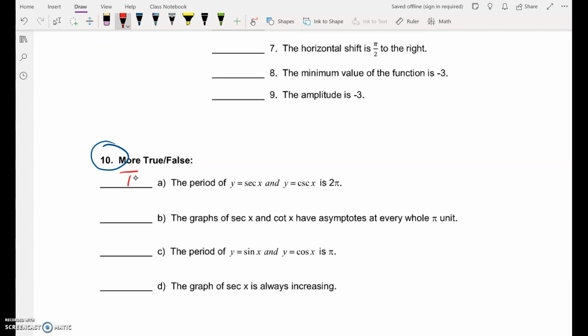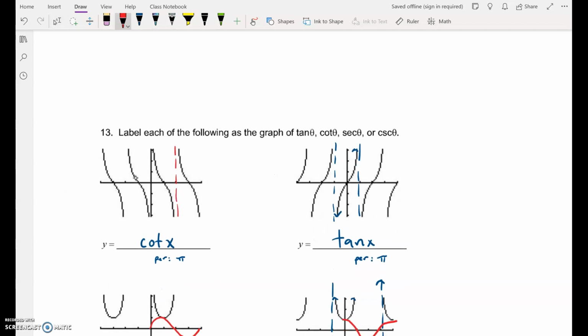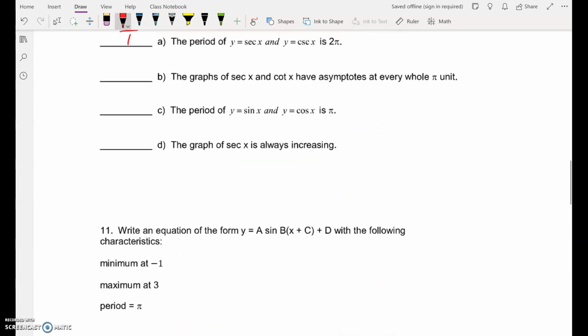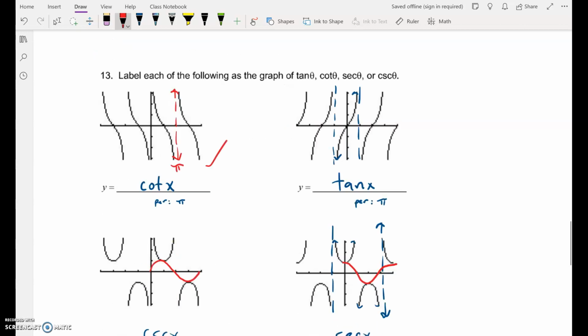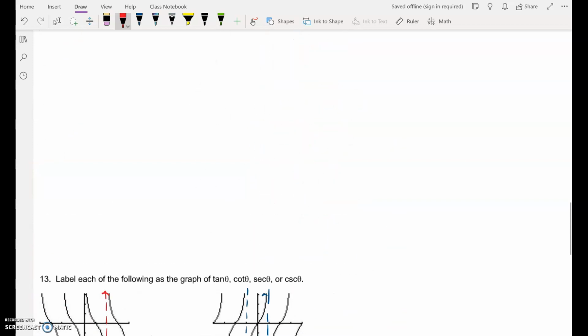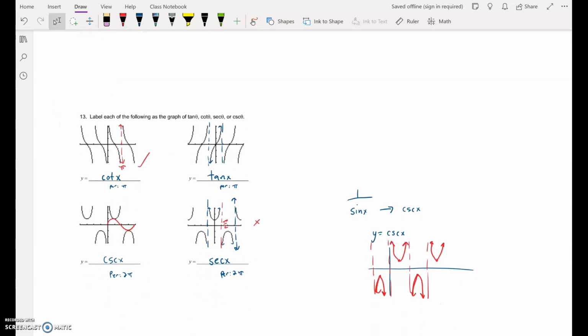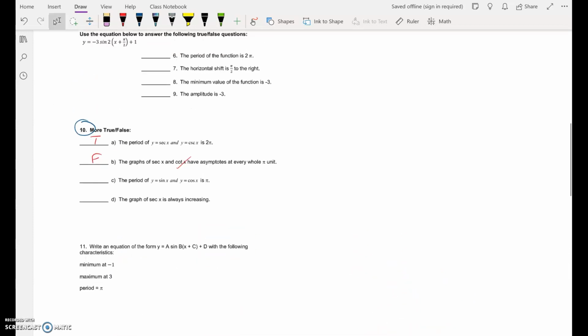Part B, the graphs of secant and cotangent have asymptotes at every whole pi unit. So let's start with cotangent. It has an asymptote here. That's at pi. So that one checks out. What about secant? Secant is over here. Where's this asymptote right there? That's pi over 2. So that one doesn't check out. So that's false. See how, once you fill in the right names and you know which one's which, you can use those to help answer your questions.